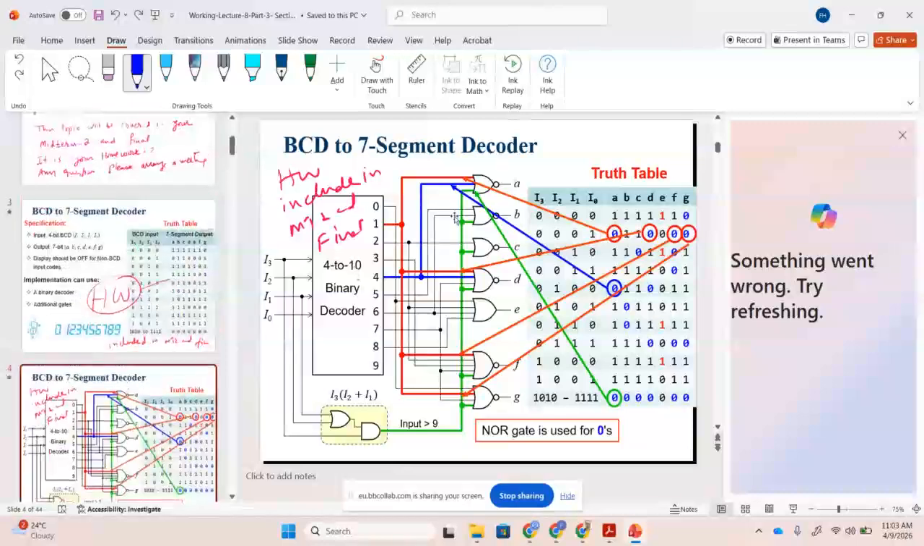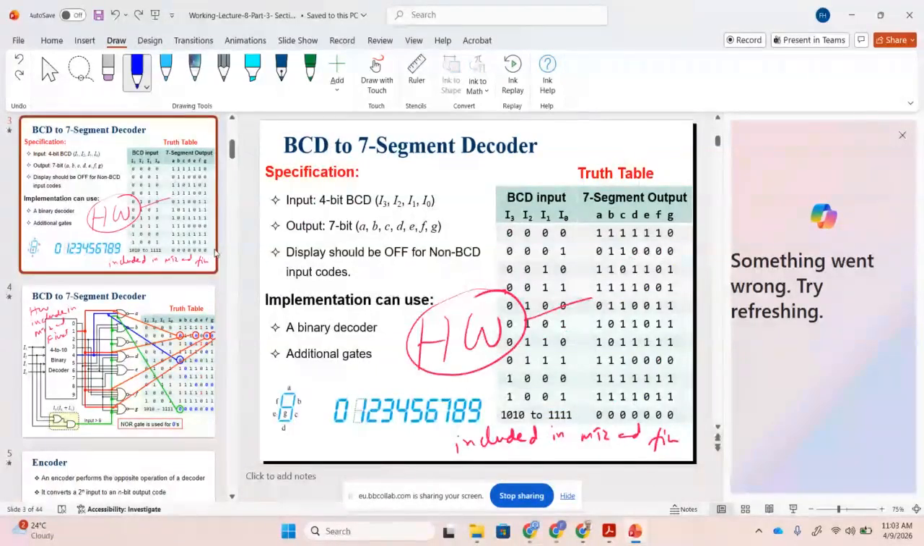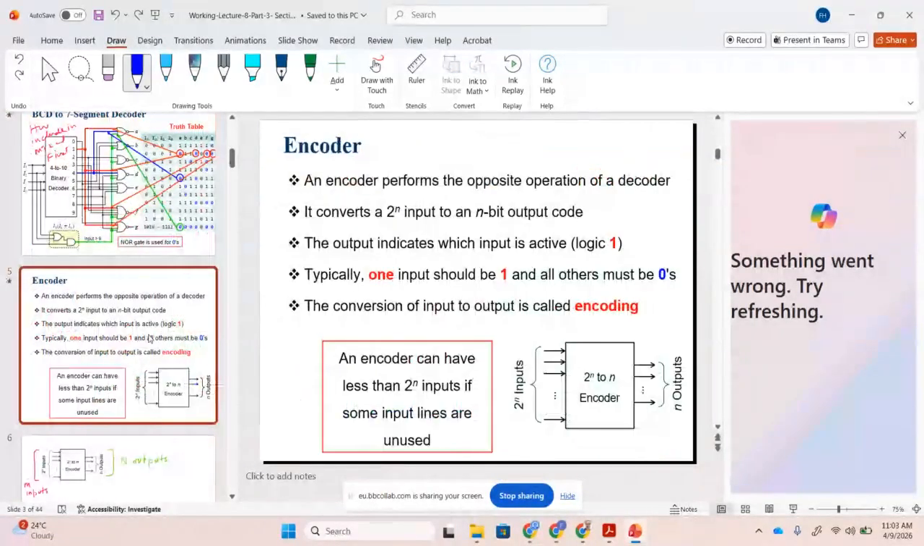That's the reason I'm writing it here: homework and included in midterm 2 and final. This is also your homework, included in midterm 2 and final. Clear? Now we start with another topic, which is called an encoder.